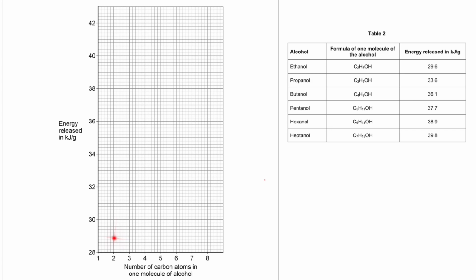That'll be 29.6. And if you do that for all of them, for 3 carbon, 33.6, and for 4 carbon, 36.1. Yeah, so this is what we get when we join them together.